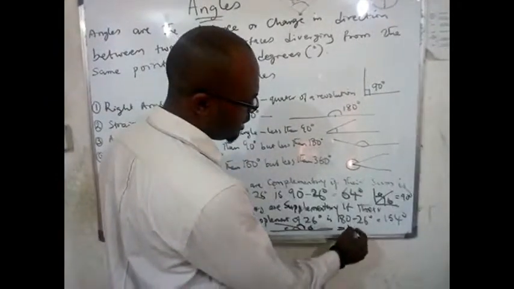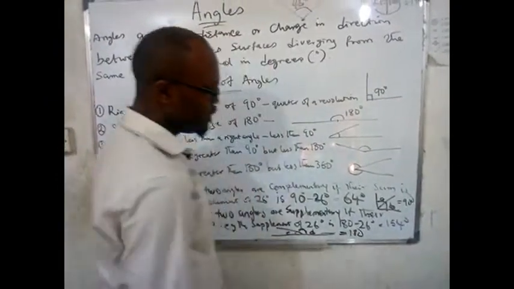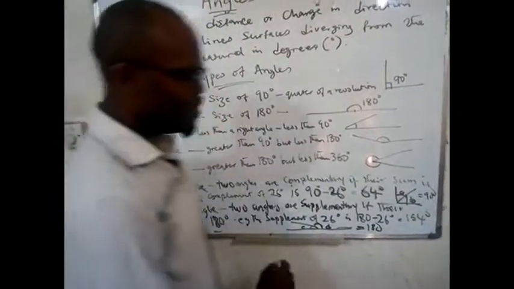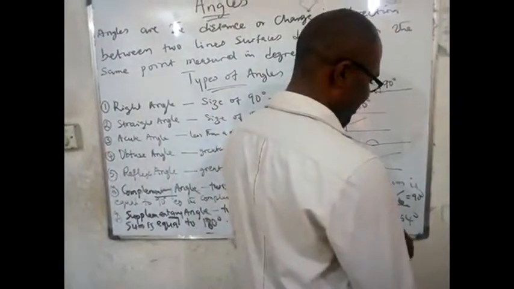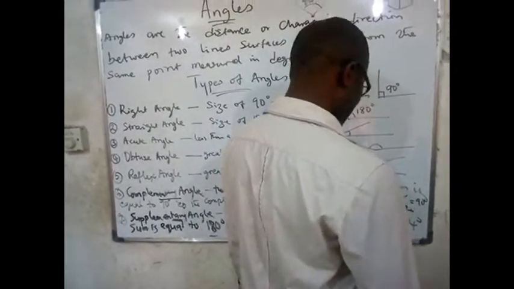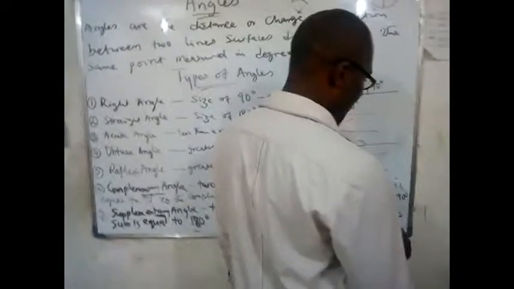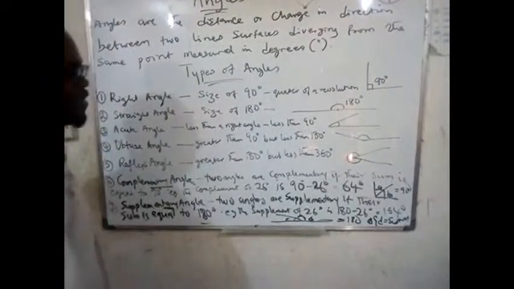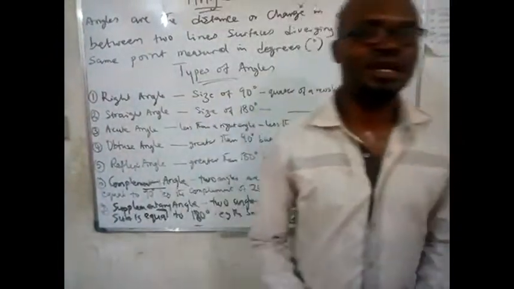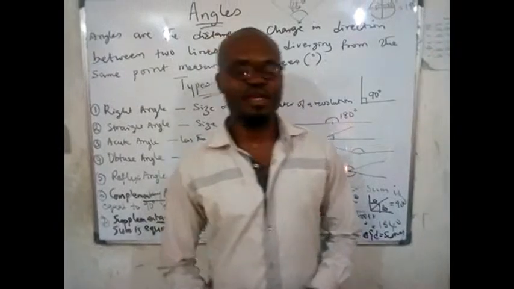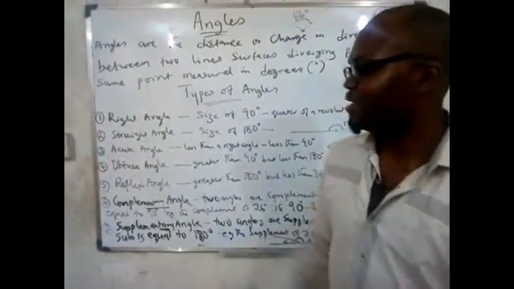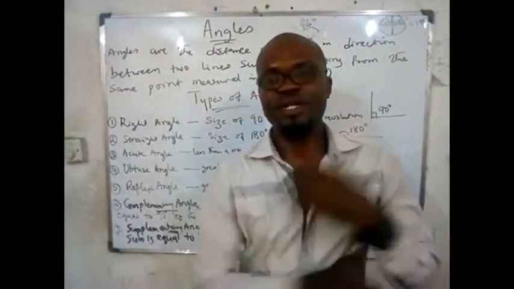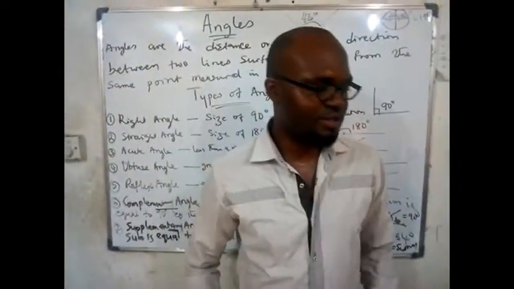So angle C and D are said to be what? They are said to be what? Supplementary. Angle C and D are supplementary. Why? Because the addition of both of them gives you what? 180. Is that clear? So these are the kinds or types of angles that we have in geometry. Is that clear? Subsequent classes we are going to be looking at other things in geometry.